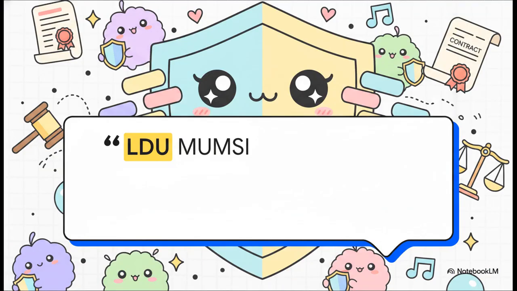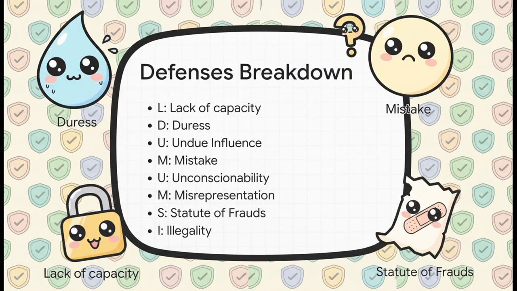It sounds like an alien word, I know, but this is your ultimate shield. It holds literally every structural bar to enforcement you could potentially use as a defense. So whenever a party tries to back out of an agreement, you just run right down this list.